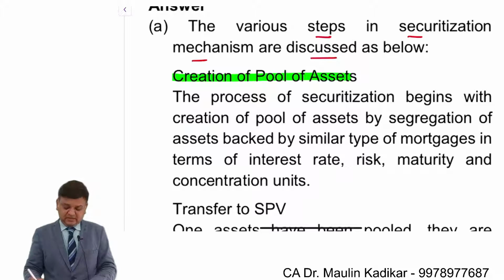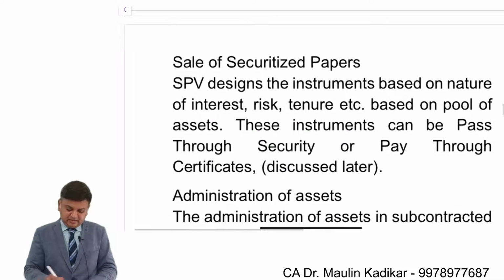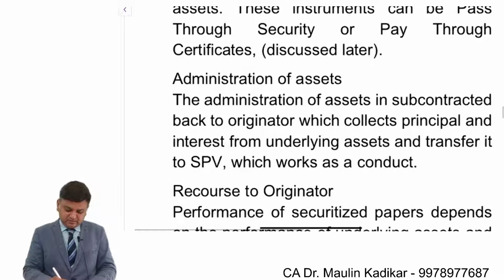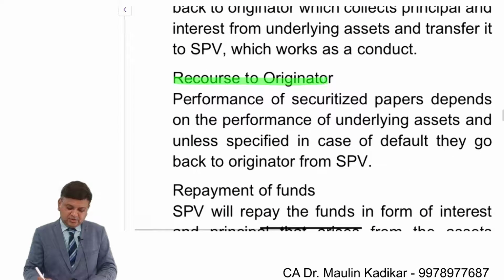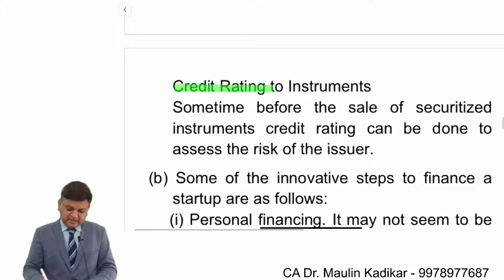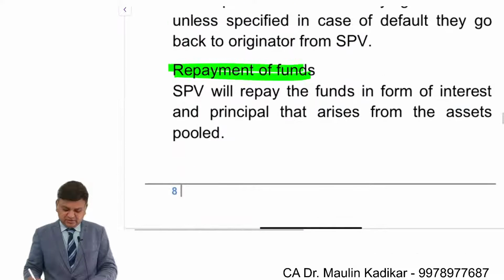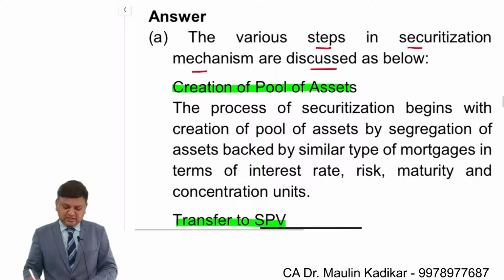Creation of pool of asset, transfer to special purpose vehicle, sale of securitized paper, administration of assets, recourse to the originator, repayment of the funds, credit rating of the instruments. So this is considered to be the process of the securitization.